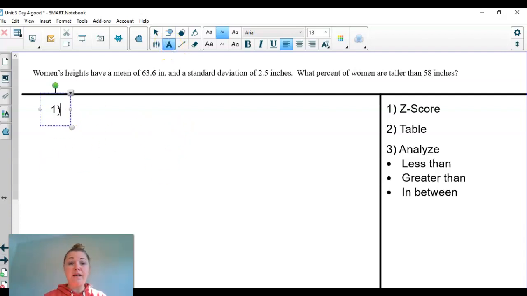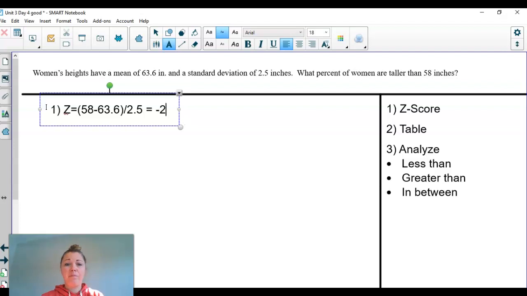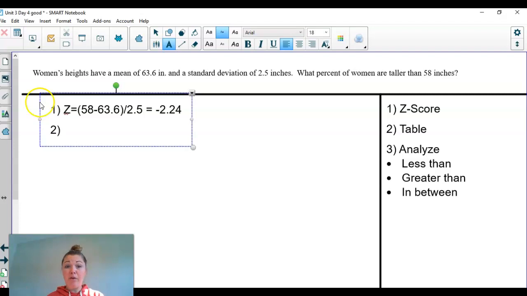Again, step one, let's find a z-score, z equals observation minus mean over standard deviation. Our observation is 58, minus my mean, which is 63.6, divided by my standard deviation of 2.5. Let's type that into our calculator now. 58 minus 63.6 divided by 2.5, and I get negative 2.24. Step two, I'm going to go to the table for negative 2.24.